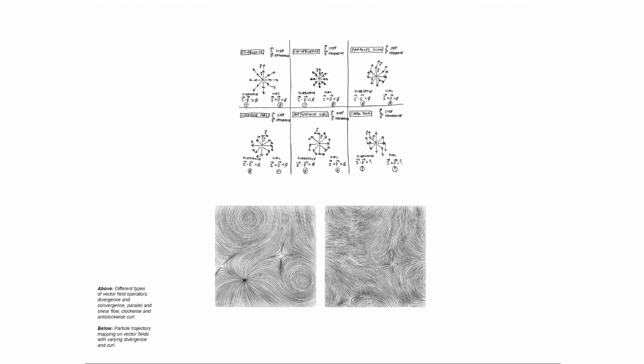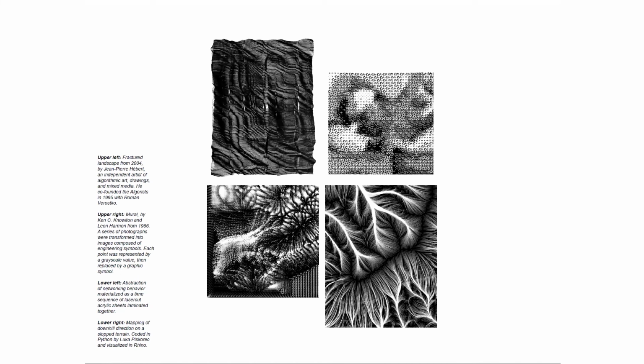So how much do the vectors diverge from each other? Convergence, which is the opposite. Parallel flow, clockwise curl, anti-clockwise curl, so vorticity of the field, and shear flow. So it's kind of the opposite of the parallel flow in a way. Okay, and these ideas were then also used in art and architecture.